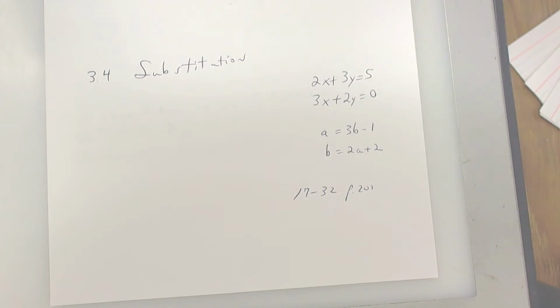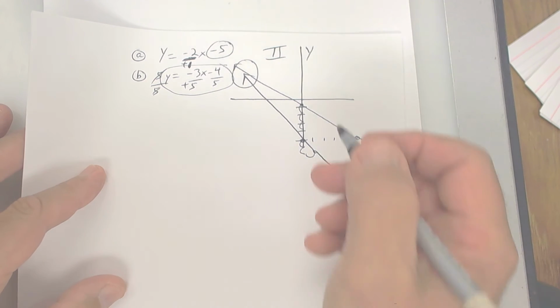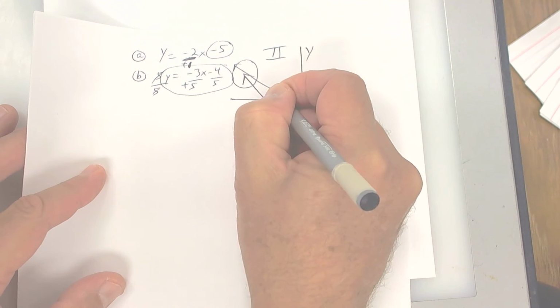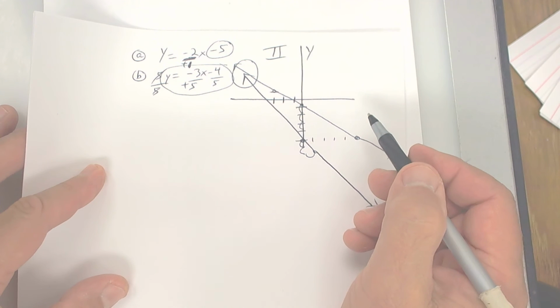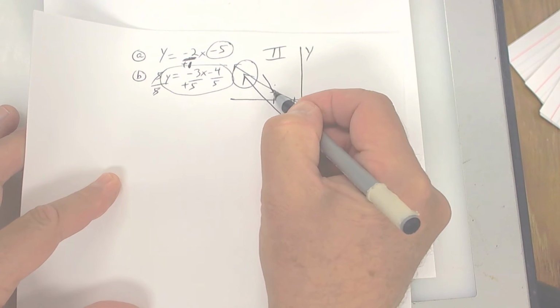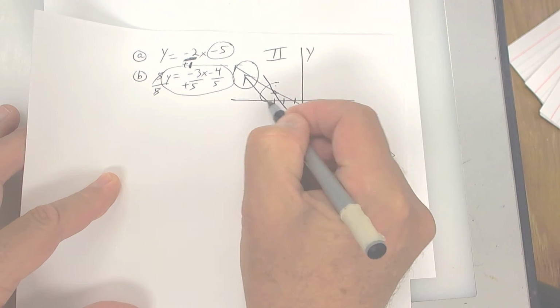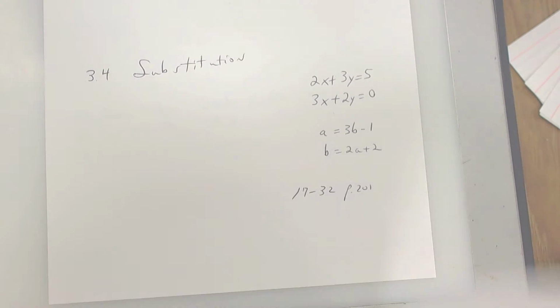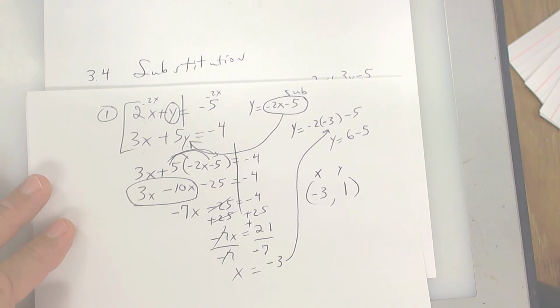Let's take a look here. So negative 3, 1, 2, 3, up 1 is here. So my graph is way off. It should have hit right here. So both of these lines should have hit right there. And you can see how graphing is not really a good way. So take a look again at substitution.